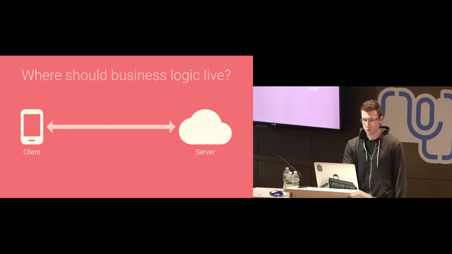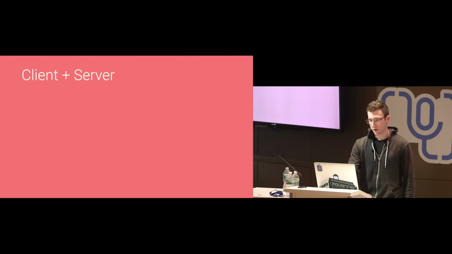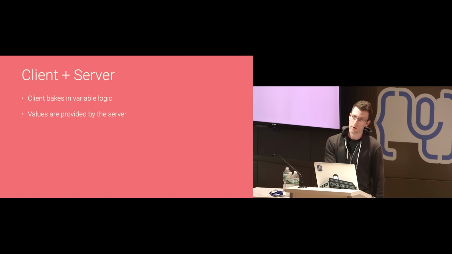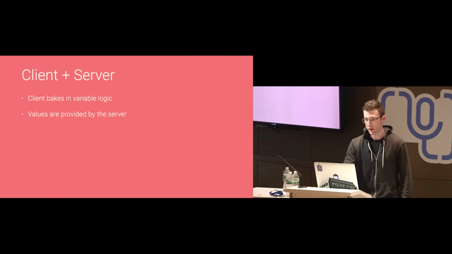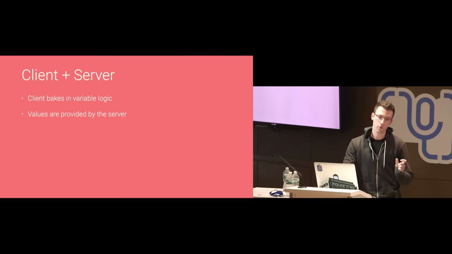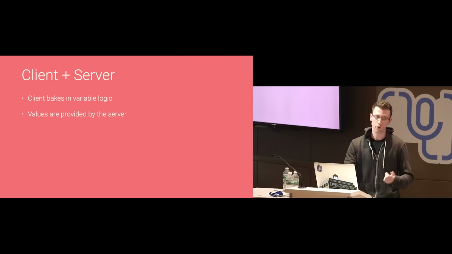All right, so what happens if we split this logic between the client and the server? So what I mean by this is that the client will bake in a variable logic, and the values for this are provided by the server. So for our username example, the client bakes in its logic where it knows that there's a minimum length and it knows that there's a maximum length, and it checks that the username fits within that range, but the exact values are provided by the server through a config.